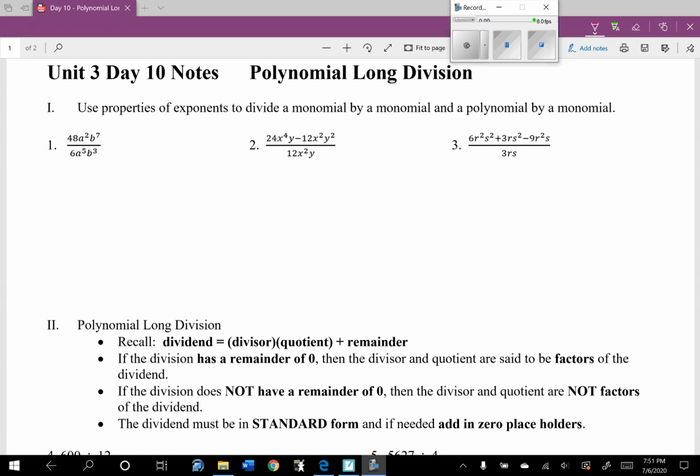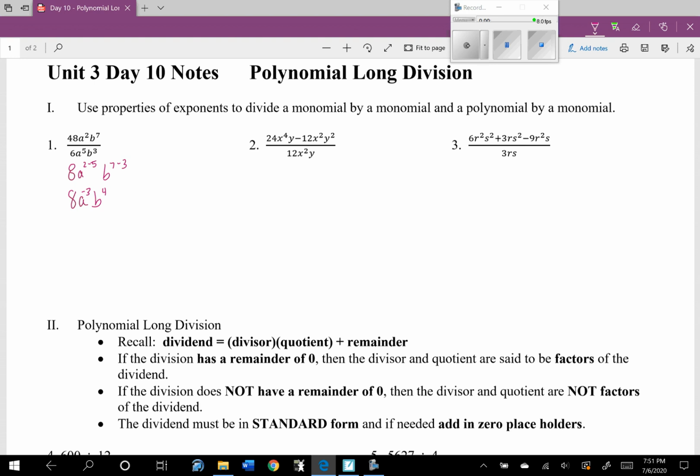So looking at this first one, if we divide 48 by 6, we know that's equal to 8. And when you have something with the same base being divided, remember you subtract the exponent. So this would be a to the 2 minus 5 and b to the 7 minus 3. And then we can simplify. So this is 8 times a to the negative third power and b to the fourth power.